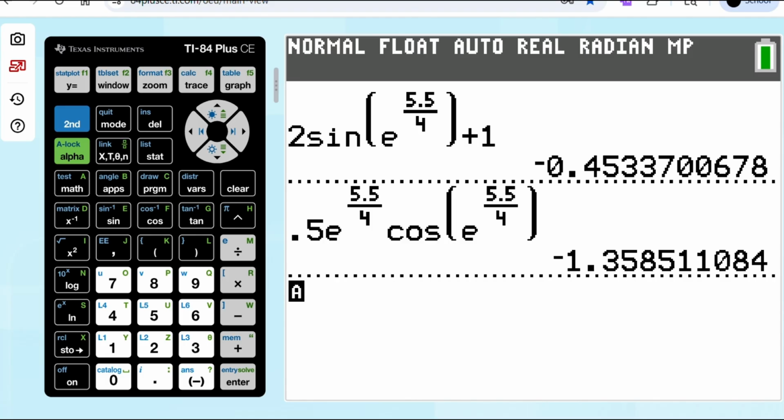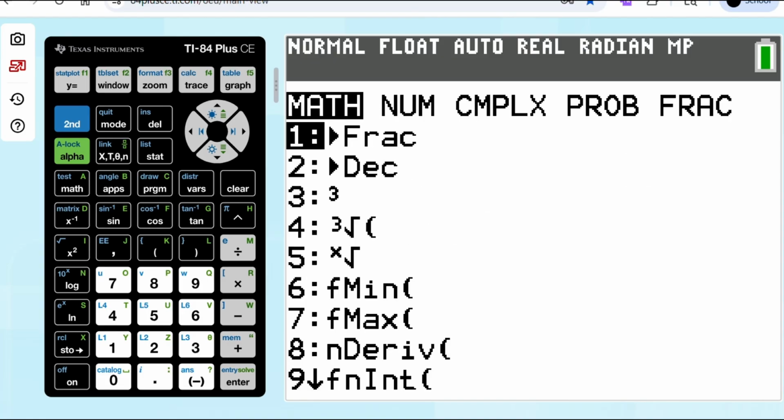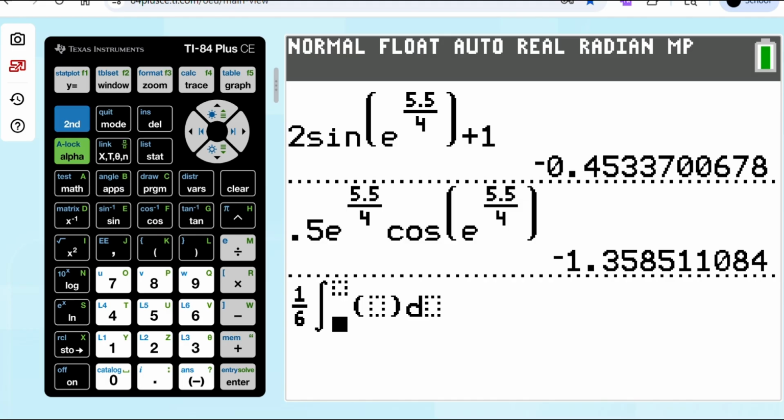We'll put our fraction out in front, 1 over 6. Again, I'm just using alpha and then the x button to get that nice little fraction. If your calculator has that functionality, I recommend using it. And then to put our integral, we're going to hit math, and go down to option number 9, FNINT. And then that'll just give us our integral.